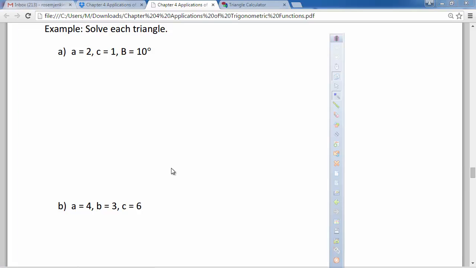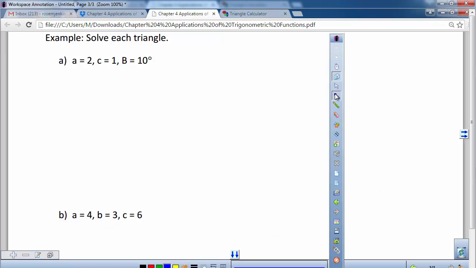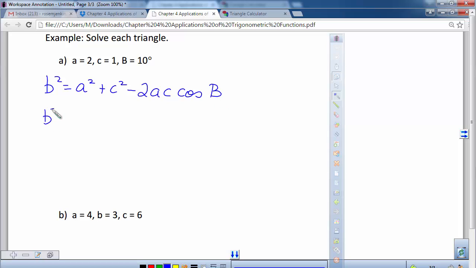In this example, we have two sides given, sides A and C, and we have angle B, which would be between those two sides. So we're going to use the law of cosines to help us solve this triangle. We'll start with b squared equals a squared plus c squared minus 2ac cosine b. Or b squared equals 2 squared plus 1 squared minus 2 times 2 times 1 cosine 10 degrees.